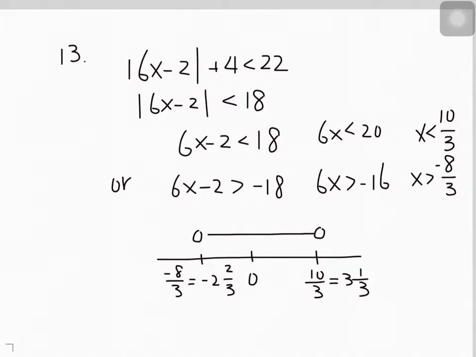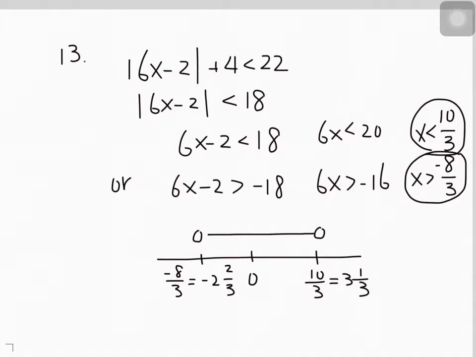Number 13, the absolute value of 6x minus 2, plus 4 less than 22. So first, by subtracting 4 from both sides, I have the absolute value of 6x minus 2 less than 18. Two cases to consider again, 6x minus 2 less than 18 or 6x minus 2 greater than negative 18. Solve for x. So one case is x less than 10/3. The other case is x greater than negative 8/3.